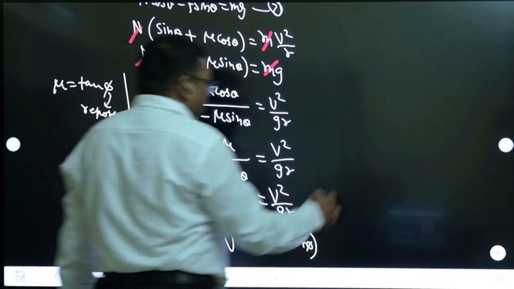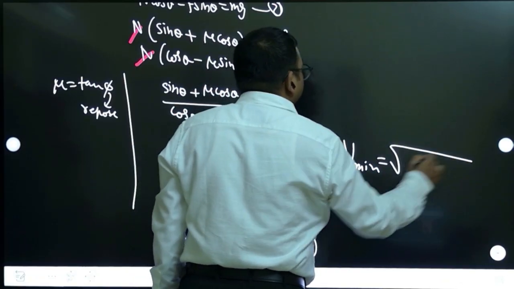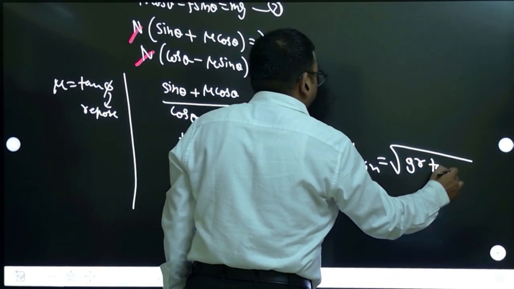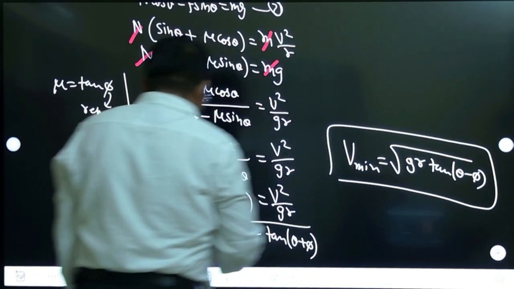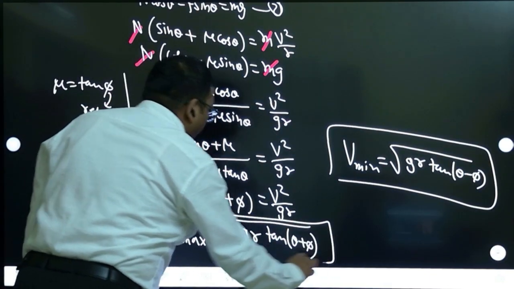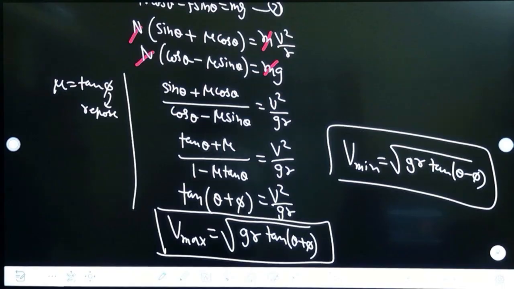And in the case of minimum, in a similar way we will make the equation, and the minimum comes as root under gr tan of (theta minus phi), right? So the speed must be between this minimum and maximum. You have to choose a speed between minimum and maximum, right?